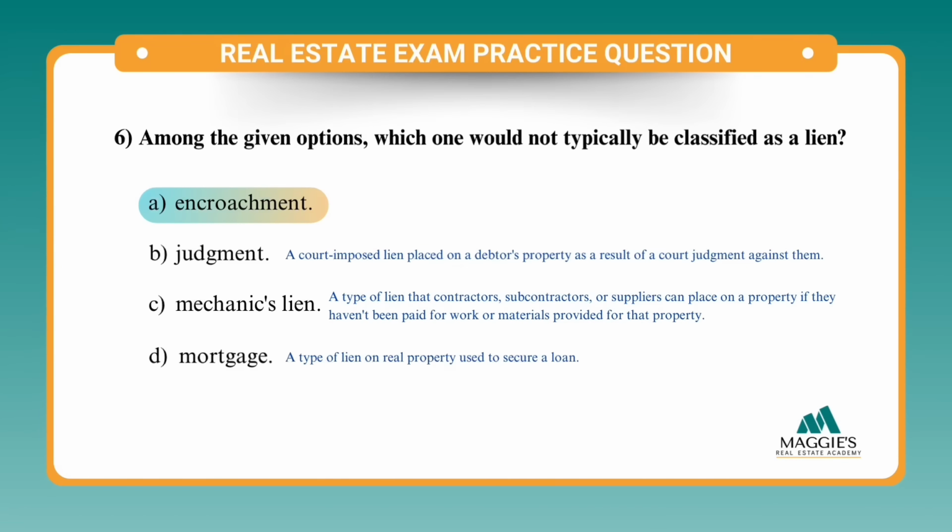So these three options, judgment, mechanics lien, and mortgage, are all examples of liens because they represent a creditor's interest in the debtor's property to secure payment or fulfill an obligation. However, encroachment refers to the unauthorized intrusion or trespass of a structure or improvement onto another person's property. While encroachment involves a boundary issue and can lead to legal disputes, it doesn't typically involve a creditor's interest in the property as a security for a debt or obligation. So it really would not be classified as a lien.